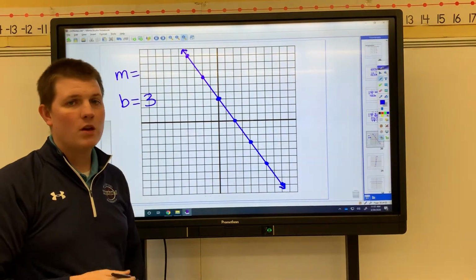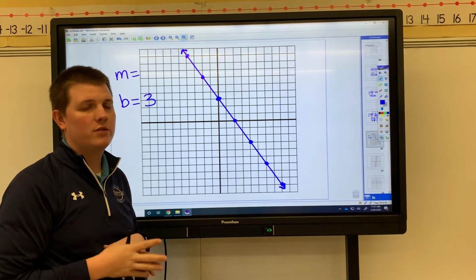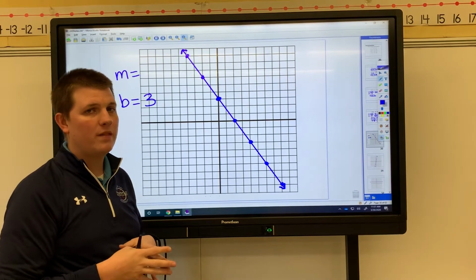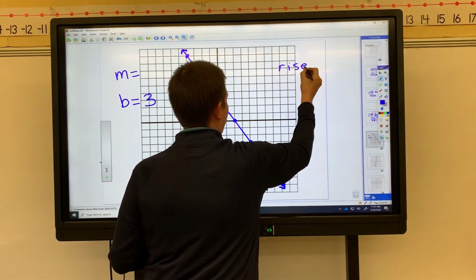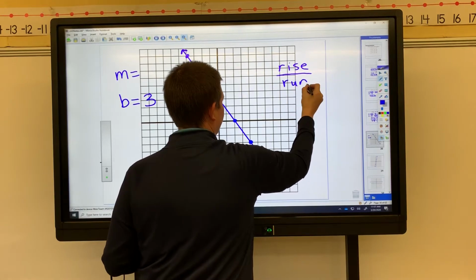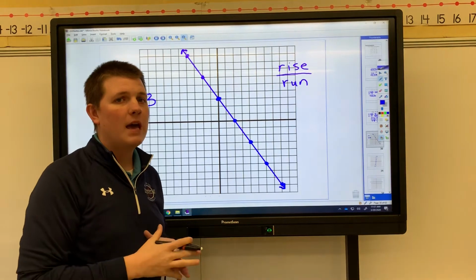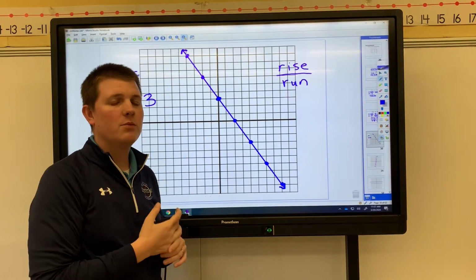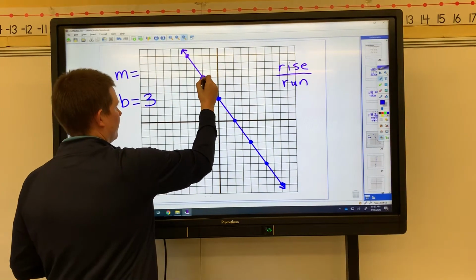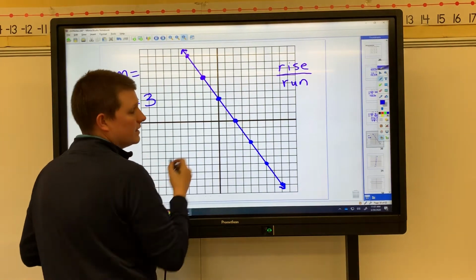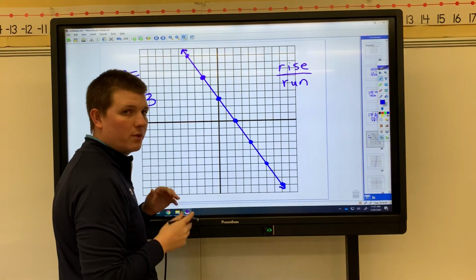Now we need to find the m. Hopefully you remember from a previous lesson, when you were given a graph and you were trying to find the slope of that line, we need to use a formula, and that formula is rise over run. You're going to choose 2 points on the line. It does not matter what 2 points you pick. And we're going to do rise over run to see what the slope of this line is. So let's say I want this dot and this dot. Once again, it does not matter which 2 you pick. You always start with the dot on the left.